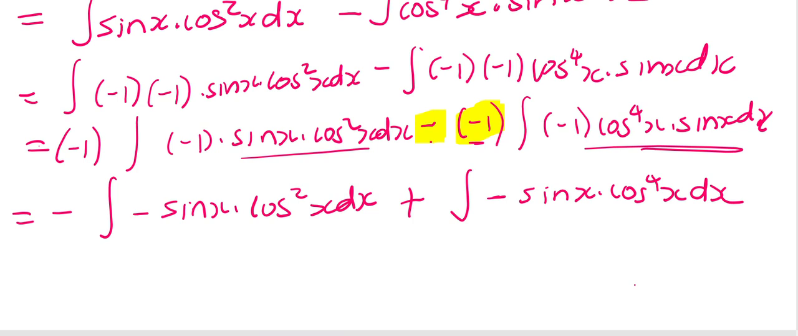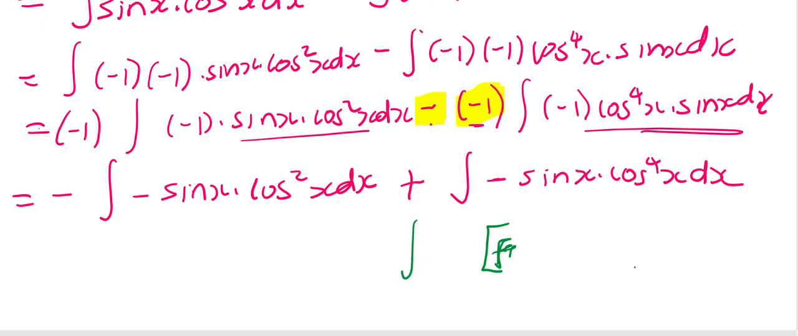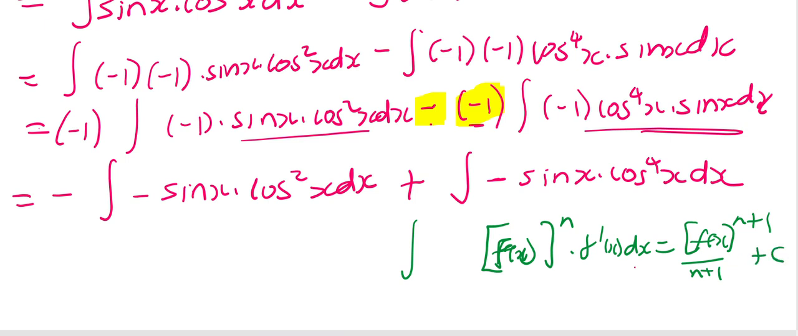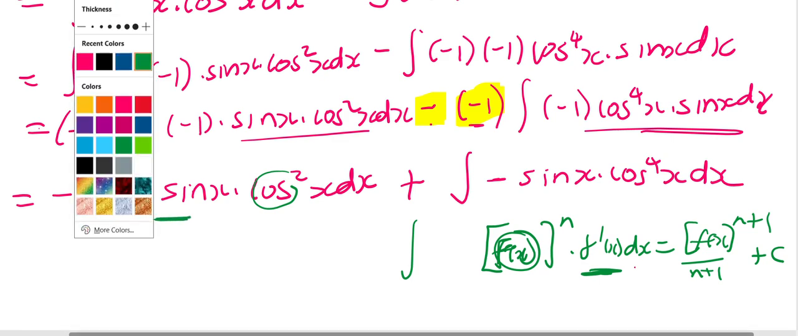Okay, so now, because we want to apply this formula here: the integral of f of x to the power of n times f prime of x dx is equal to f of x to the n plus 1 over n plus 1 plus c. If we look at this, we have a function f of x, which in this case is cos x, and the derivative of cos x, which is negative sine x. So we can apply this formula.